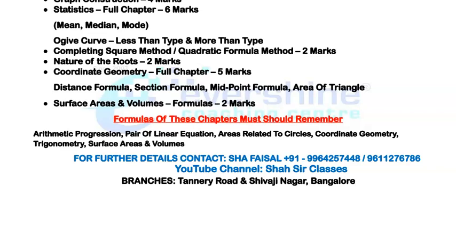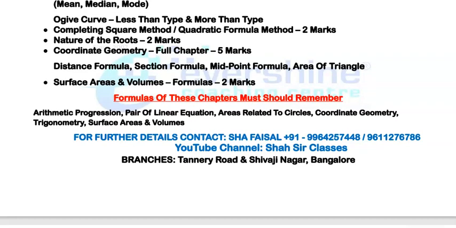Coordinate geometry, you have to study this chapter fully, which carries 5 marks, okay. In this topic you have to cover distance formula related problems, section formula, midpoint formula and area of triangle. Next, coming back to surface area and volume, if you remember the formulas of this chapter, you can score minimum 2 marks. Now formulas of these chapters you have to remember. Okay, so this is very important.